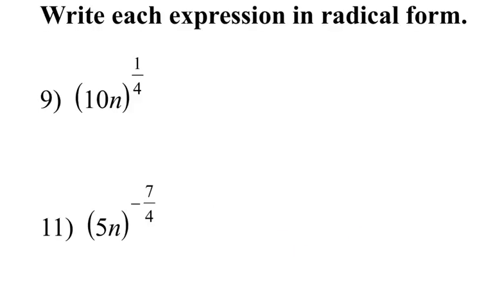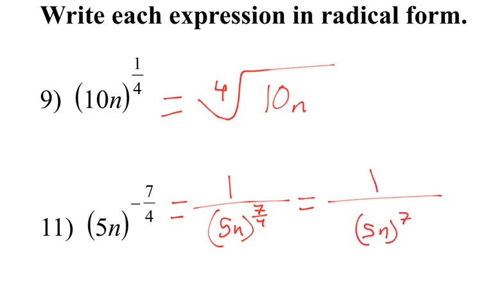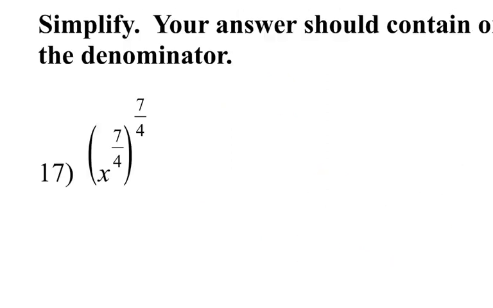The next section is going the other way. So remember, the top one is the exponent, and then the bottom, the denominator, is the root that you're going to do. So this is the 4th root of 10n to the first power. But that doesn't do anything. This one here, remember, negative exponents means it's a fraction. So this is equal to 1 over 5n to the 7/4. And that 7/4 means you're going to have 5n to the 7th power. And the 4 means it's a 4th root. So we're going to get an expression looking like this.